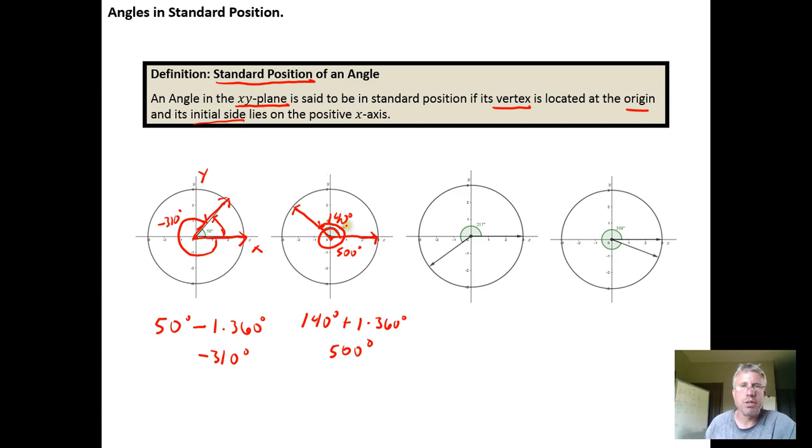So in each of these 4 examples we have an angle in standard position because the vertex of the angle is at the origin, the initial side is on the positive x-axis, and we've rotated through to some terminal side. Again, we can do multiple rotations, that's okay. We can do counterclockwise rotations as well, and that's okay. The only stipulation we have to be in standard position is vertex at the origin, initial side on the positive x-axis, rotate through clockwise or counterclockwise, and we've got a standard position angle.